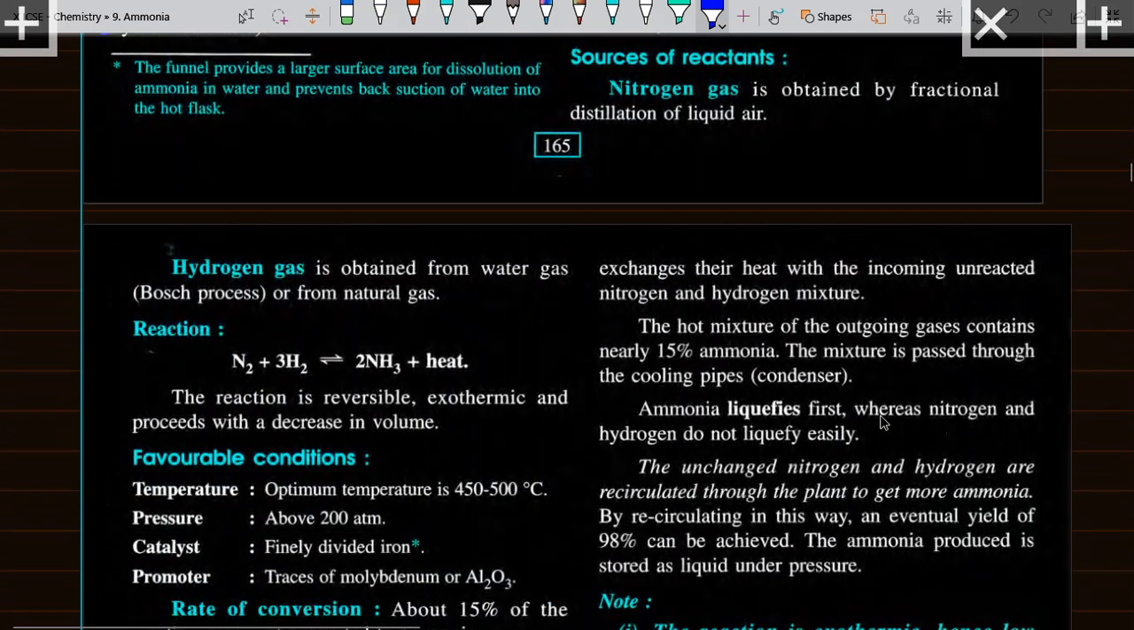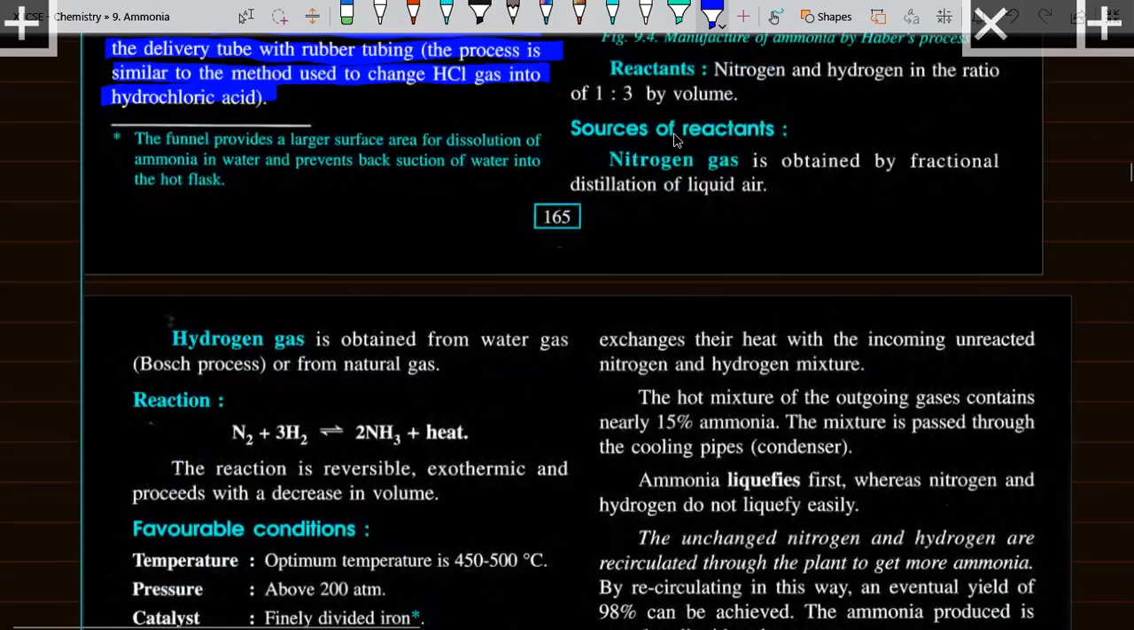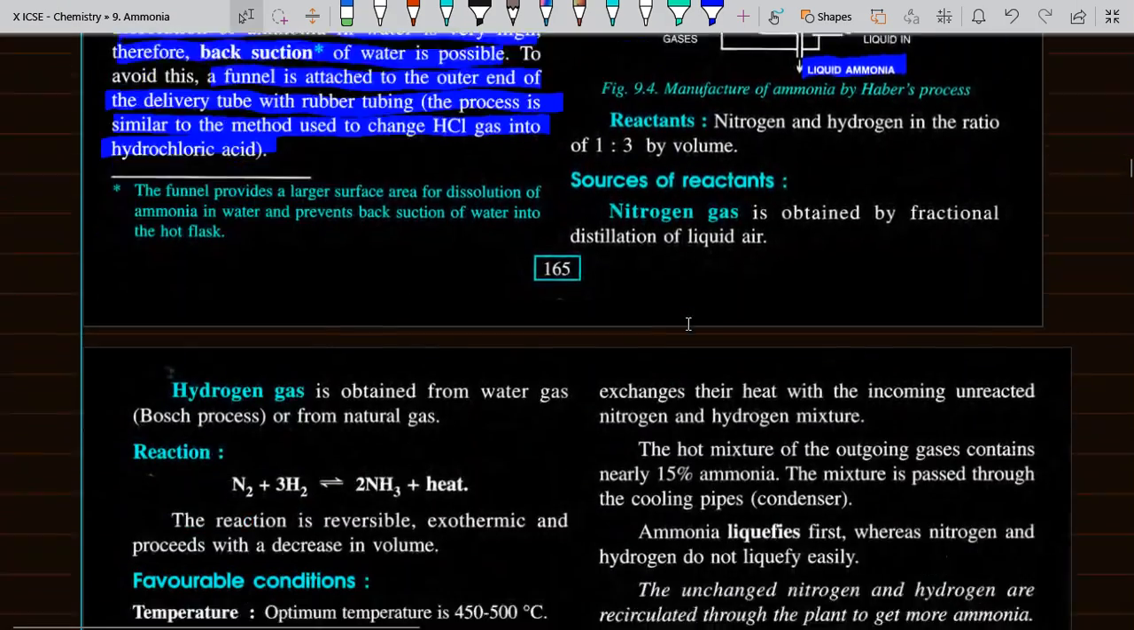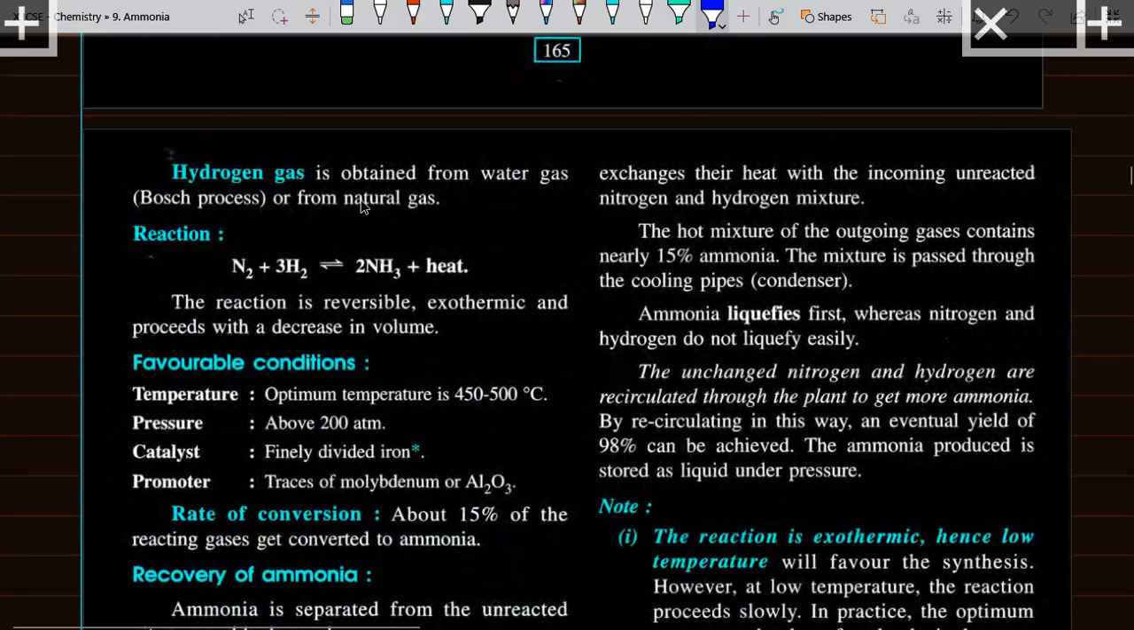Sources of reactants: nitrogen gas is obtained by fractional distillation of liquid air. अभी यही चीज मैं तुम्हें डिटेल में बताने वाला हूँ. Hydrogen gas is obtained from water gas or Bosch process or from natural gas. The reaction is N2 plus 3H2 gives 2NH3 plus heat.